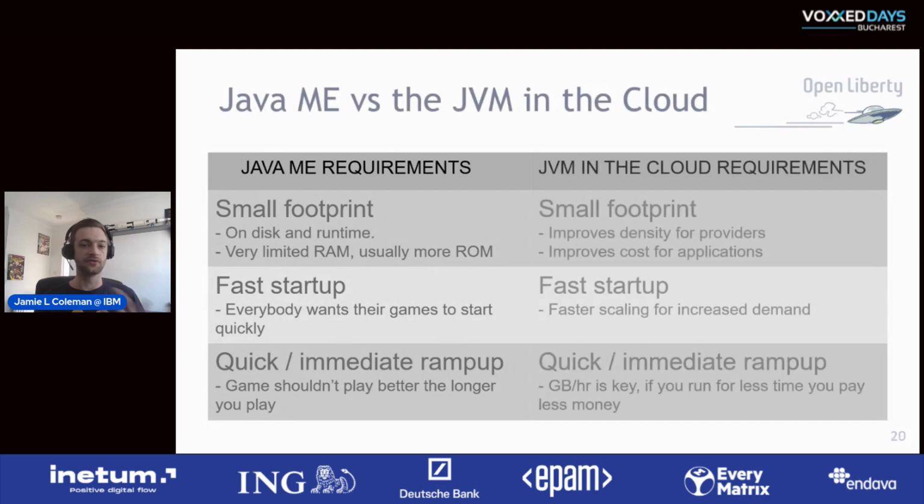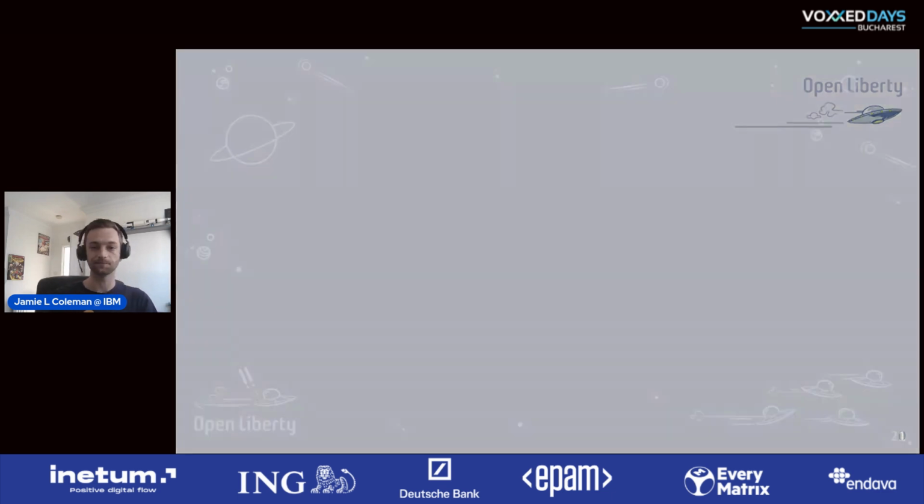So that's the same requirements that we have with the JVM in the cloud: small footprint, fast startup, quick immediate ramp up time. So we're trying to get back to where we were constrained by the amount of resources we could have, as opposed to now, where we're not so much constrained by the resources, just the money or the energy we want to save.